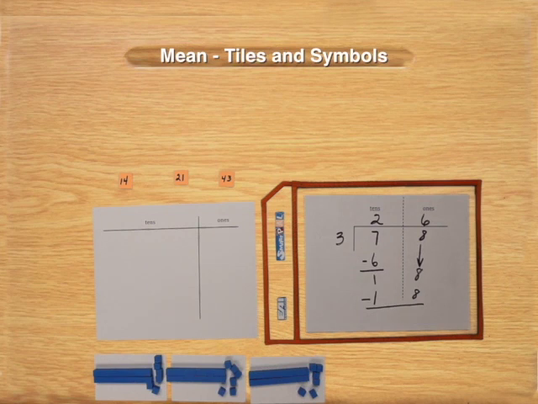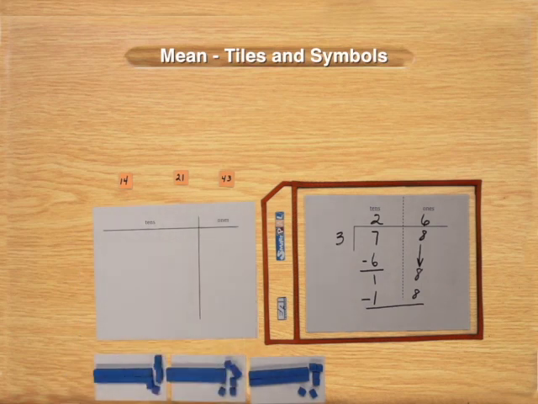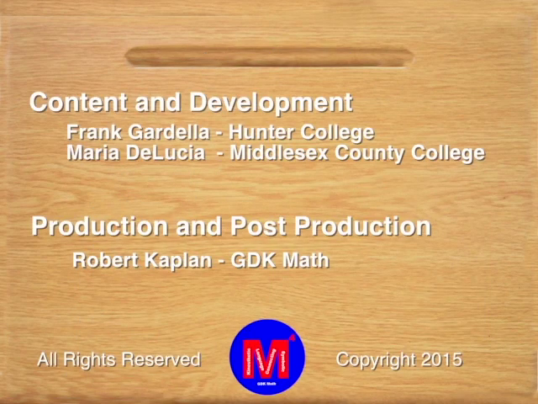And this is called, in mathematics, the mean of 14, 21, and 43.